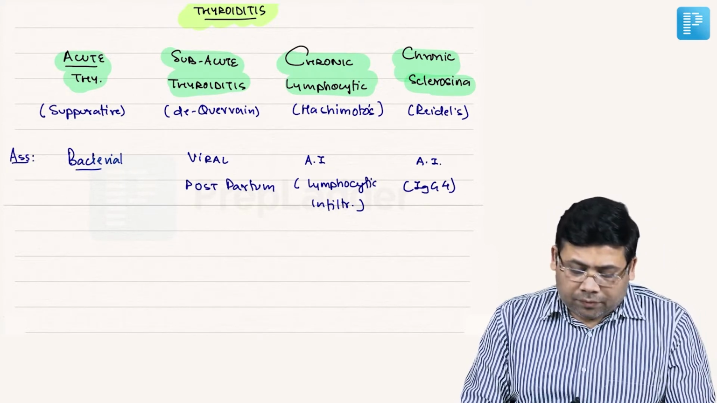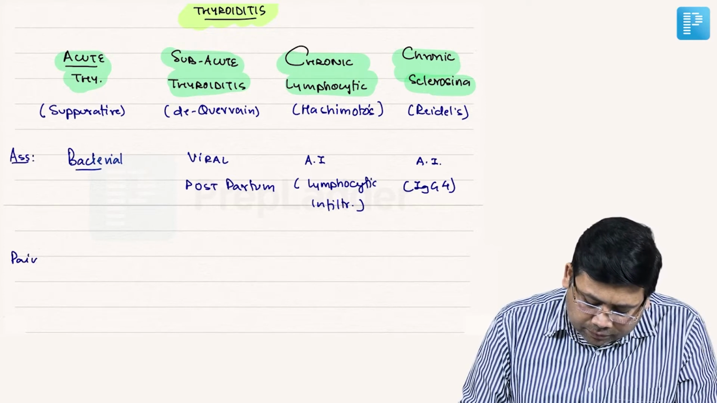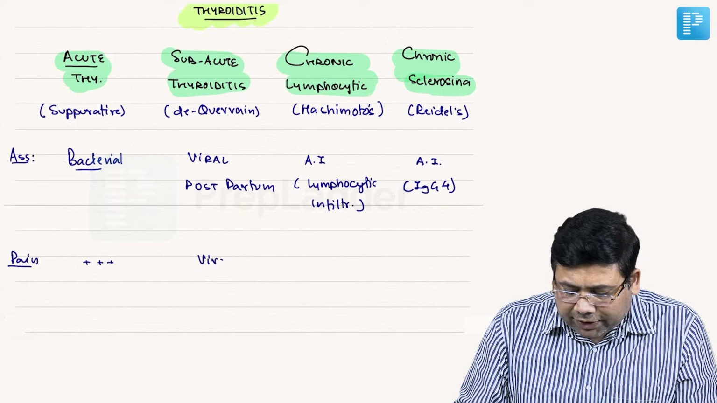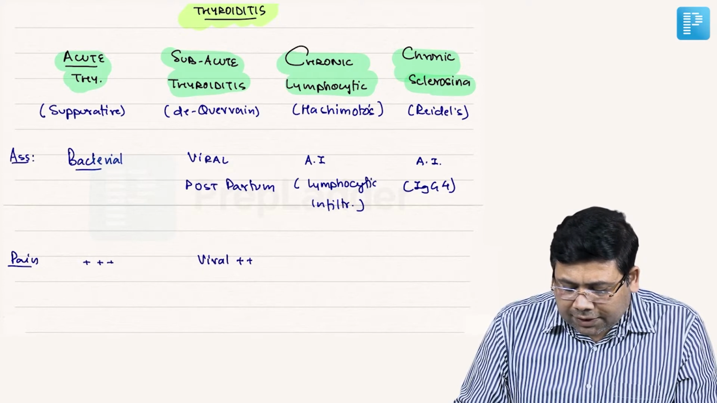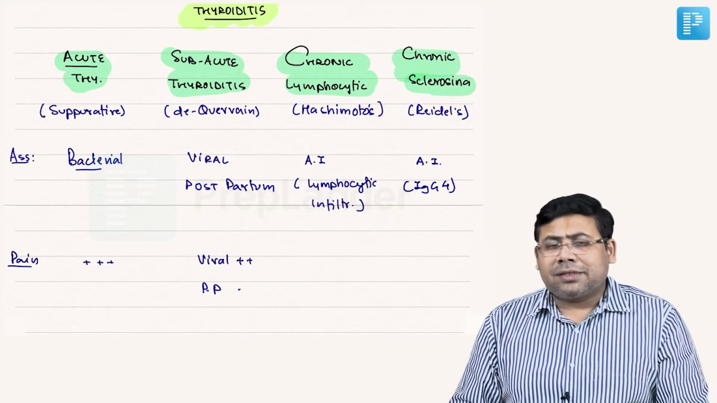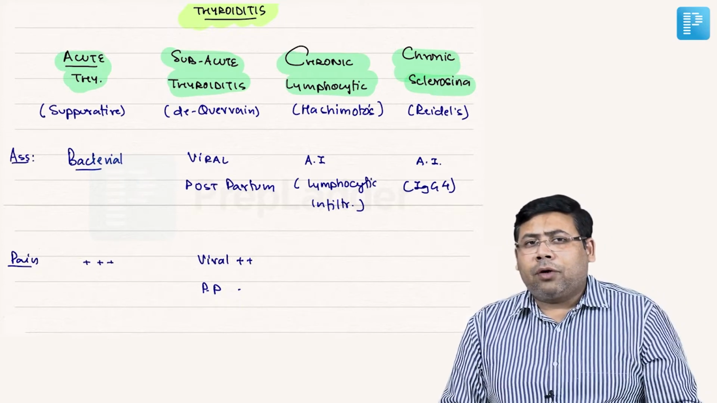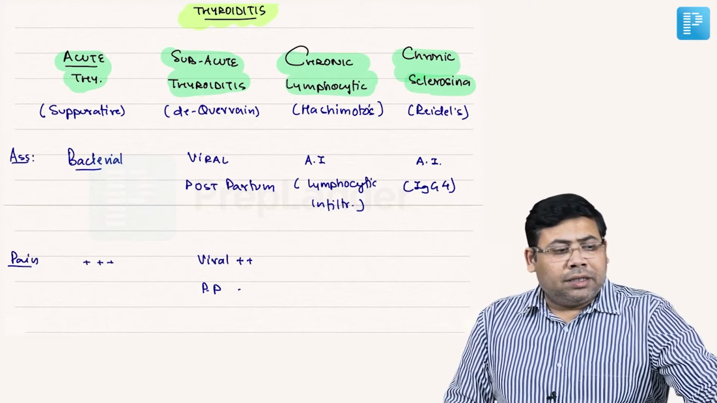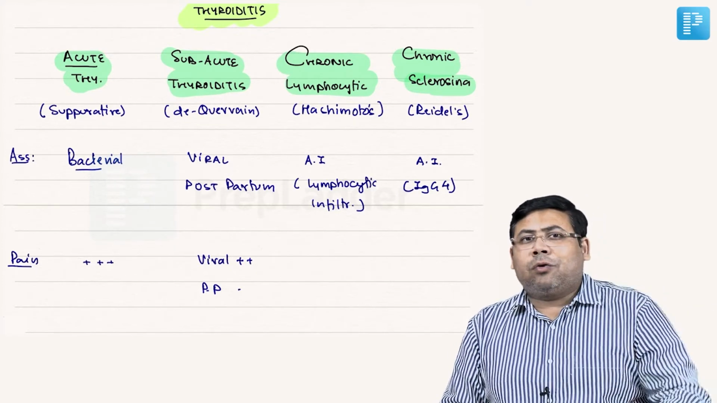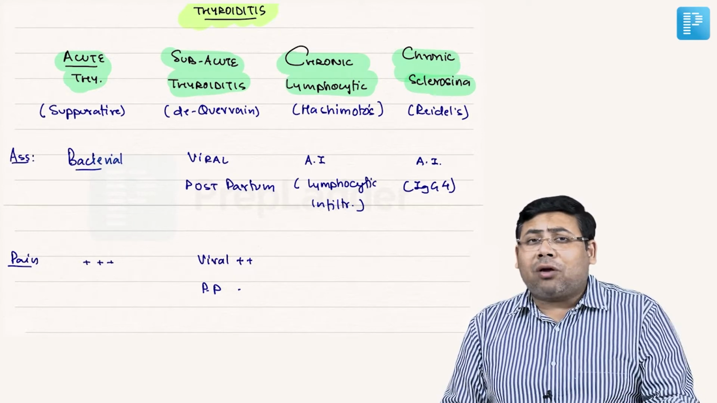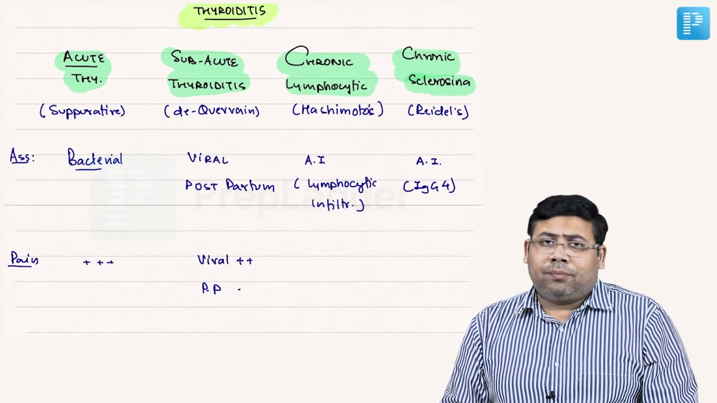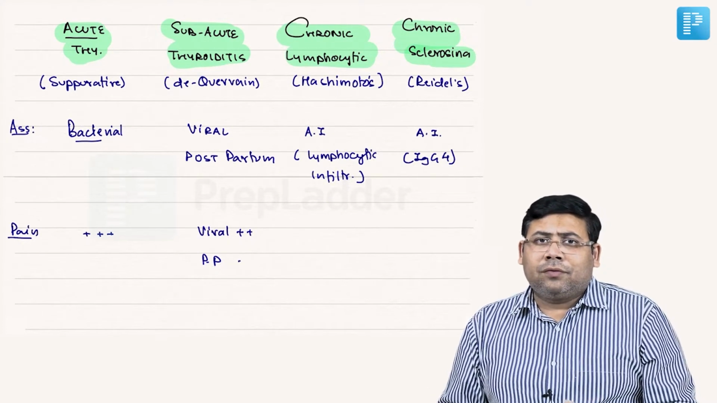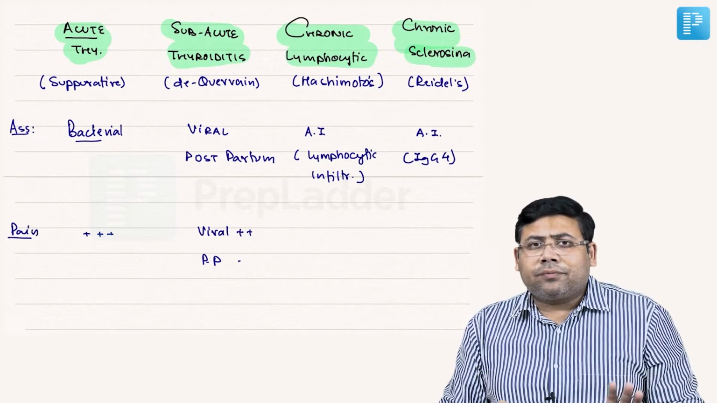The next is, what about the pain? Acute is painful. Subacute in this viral variety is painful, whereas postpartum is painless. The reason is the virus is entering the body from outside. In postpartum, it is the female's own cytokine storm which actually stuns the thyroid. So no one is entering from outside, so retaliation with the gland interface is not there.